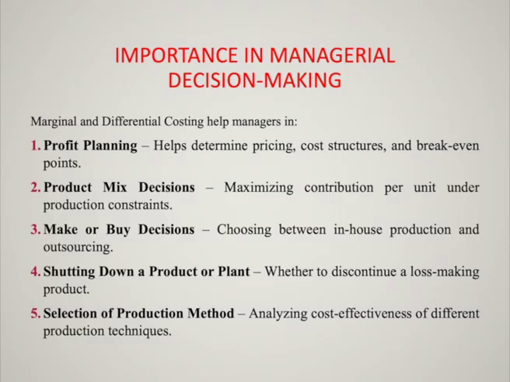Shut down of a product or plant. If a plant is not producing anything, when the profit is zero and we are not able to cover the fixed cost, to decide whether the plant or product should continue or shut down, we use this marginal costing technique.